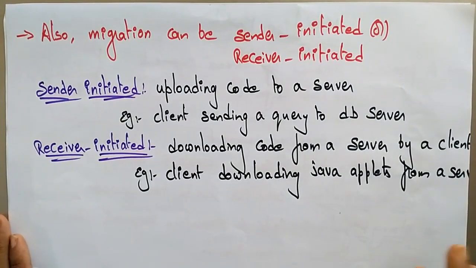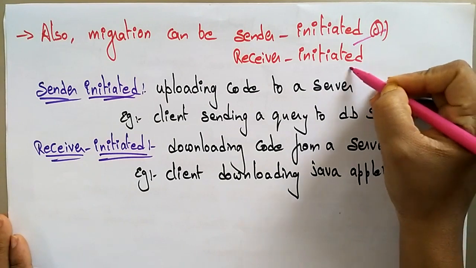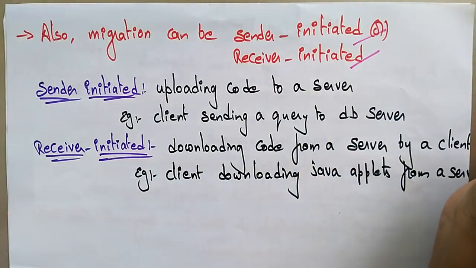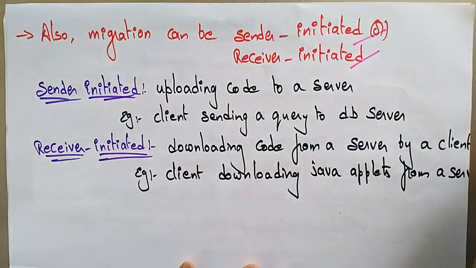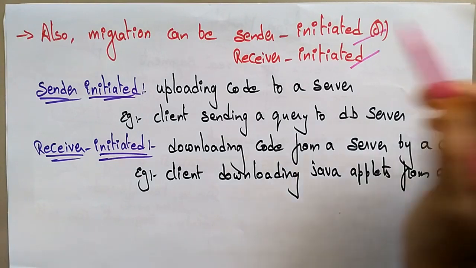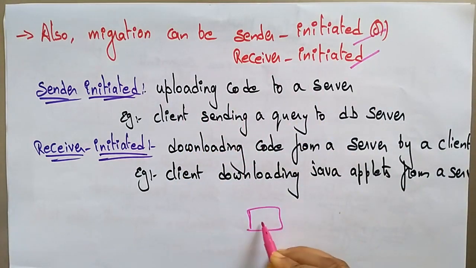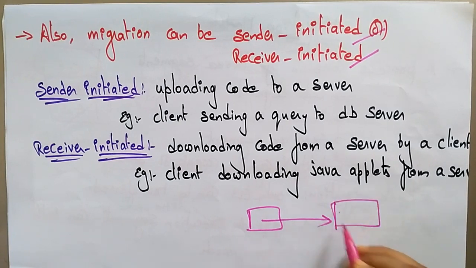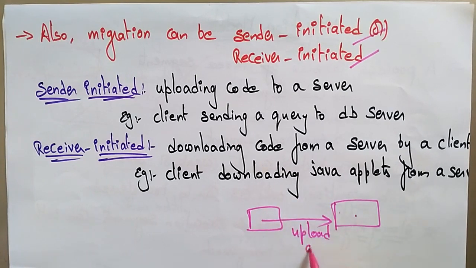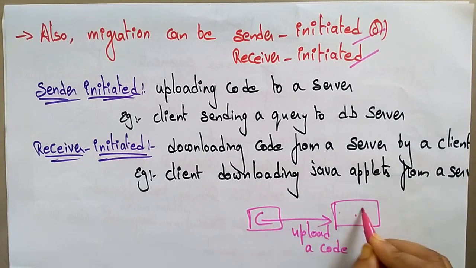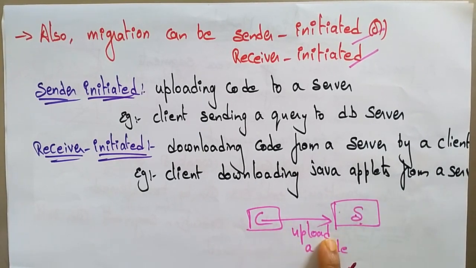So the migration may be a strong migration or a weak migration, and also the migration can be sender initiated or receiver initiated. These are the different models: strong migration, weak migration, sender initiated, receiver initiated. What is sender initiated? The sender is the one who wants to send the data, and the receiver is the one receiving the data. Sender initiated means uploading code to a server, uploading code from the client to the server.